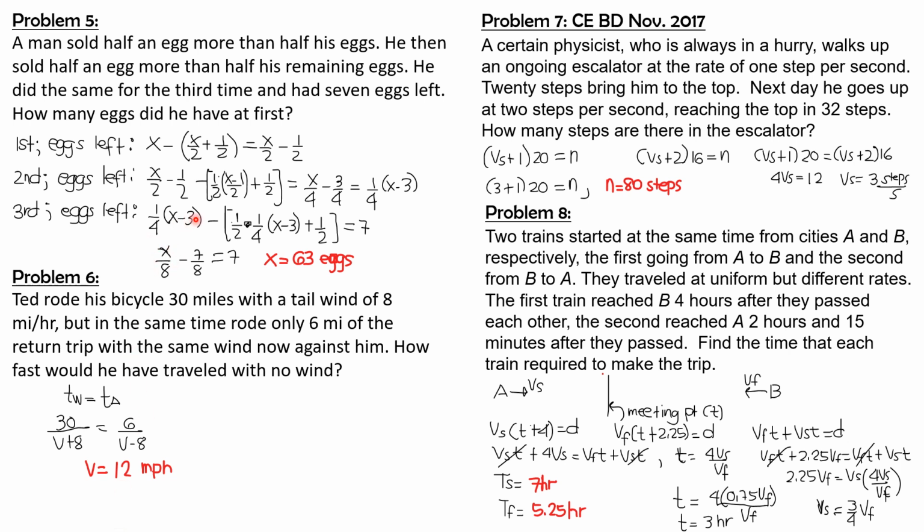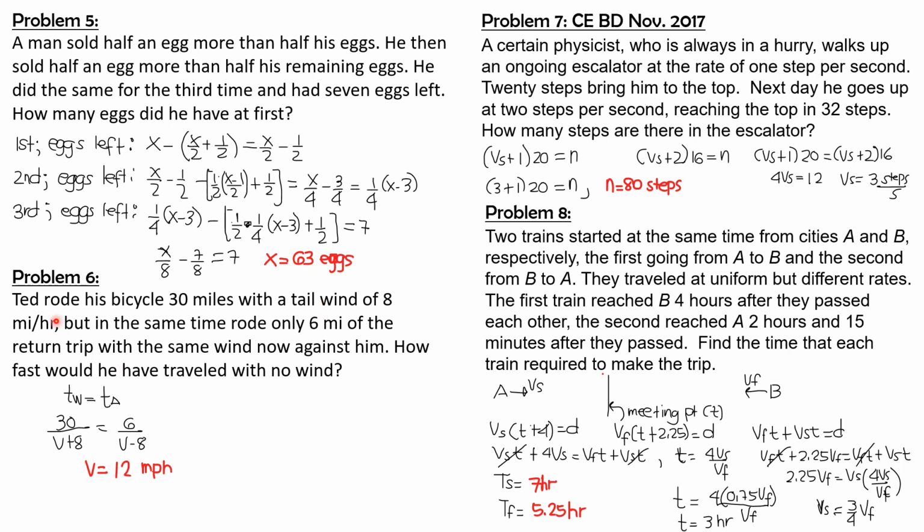Then we have negative 3/4 plus 3/8. Then minus 1/2 is negative 7 over 8 equals 7. Multiply everything by 8. So we have x equals 56 plus 7 is 63. So the man had 63 eggs at the start.